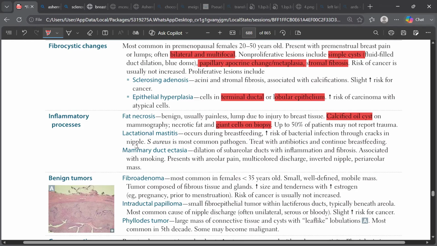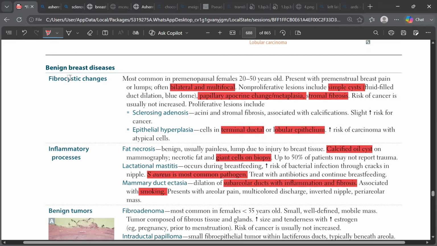Then there is lactational mastitis, which occurs during breastfeeding. It increases the risk of bacterial infection through cracks in the nipple. Staph aureus is the most common pathogen for it, and it is treated with antibiotics and continued breastfeeding. Then there's mammary duct ectasia, which is dilatation of subareolar ducts with inflammation and fibrosis, associated with smoking, presents with areolar pain, multicolored discharge, inverted nipple, and periareolar mass. So there's going to be a mass, and the subareolar ducts are inflamed, and it is associated with smoking.